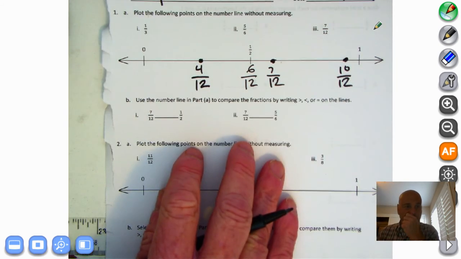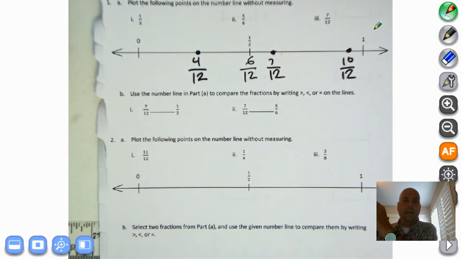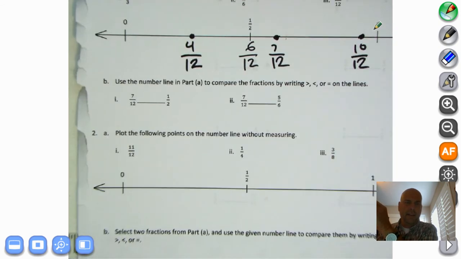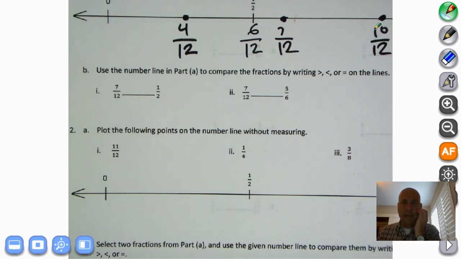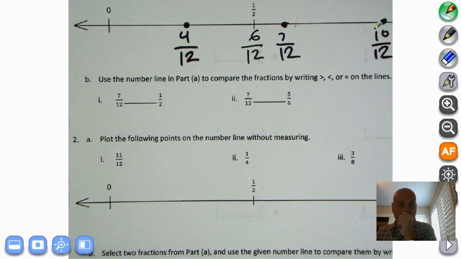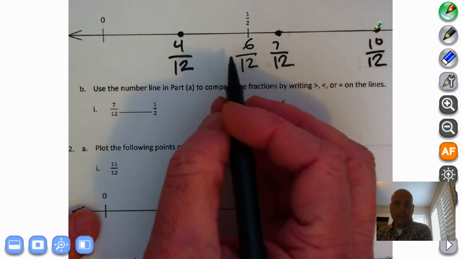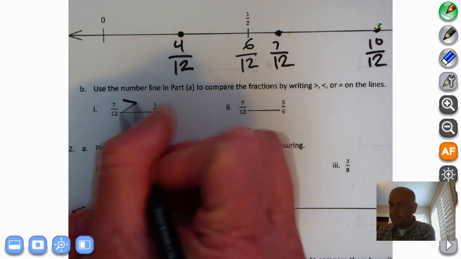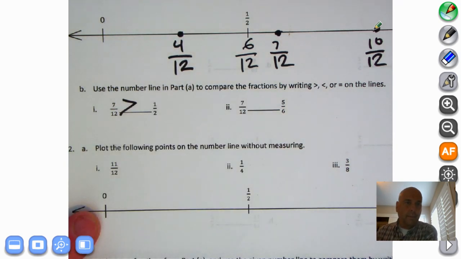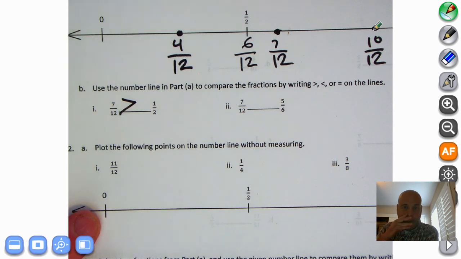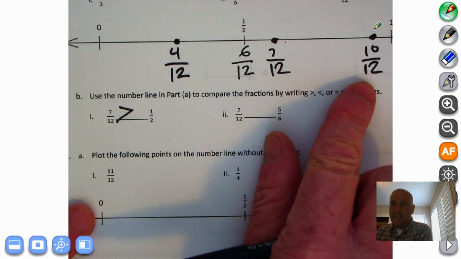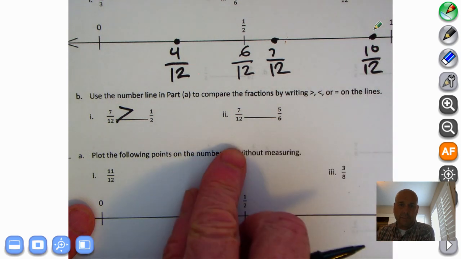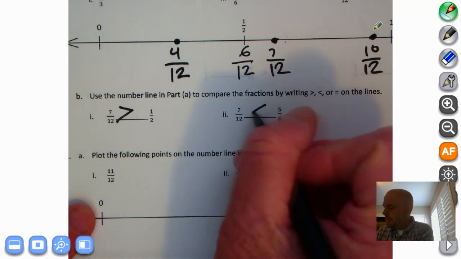All righty, so let's go ahead and enter the number line in part A to compare the fractions by writing greater than, less than, or equal to. So 7/12 and 1/2. We prove that 7/12 is greater than 1/2, or 6/12. So 7/12 is greater than 6/12. And then we can see that 7/12 compared to 5/6. Remember 5/6 calculated to 10/12. So 5/6 is greater than 7/12.